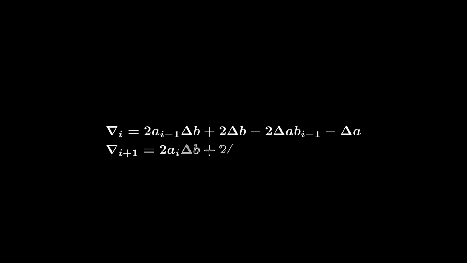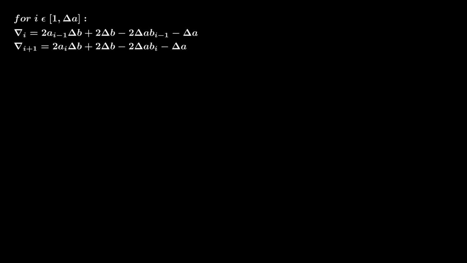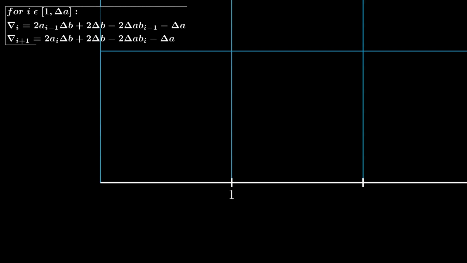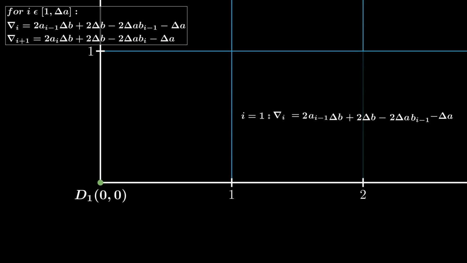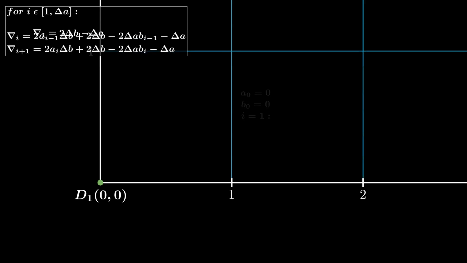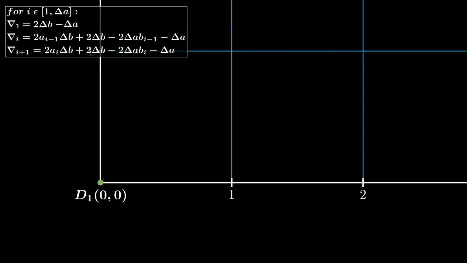Here, I is an integer that goes from 1 all the way to delta a and indicates the index of the iteration. We can also replace I with I plus 1 to use in the future equations. Let's imagine that the value of I is 1. We start at 0, 0, which we can put into the equation of nabla by setting the value of a with an index of I minus 1 and b with an index of I minus 1 to 0, and calculate a first nabla in the sequence. Our expression simplifies quite a bit, leaving us with nabla 1 equals 2 times delta b minus delta a.